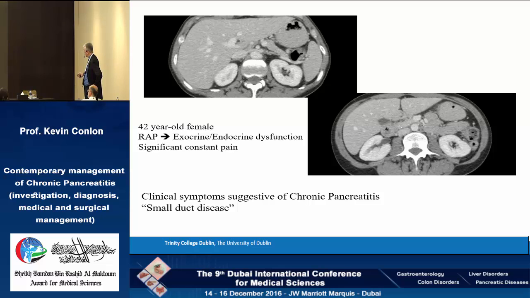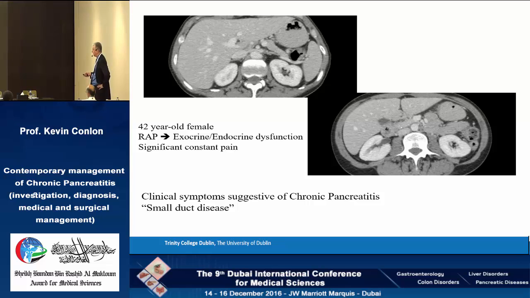So the first thing you think is, could this be autoimmune pancreatitis, either type 1 or type 2? Her IgG4 levels were normal, and we felt that she in fact had what we call small duct disease. Conceivably she could have type 2 autoimmune pancreatitis with a normal IgG4 level, but this is very typical of what we call small duct disease. And in chronic pancreatitis, about 10 to 15% of our patients will not have the classical signs that I showed you in the previous scan.